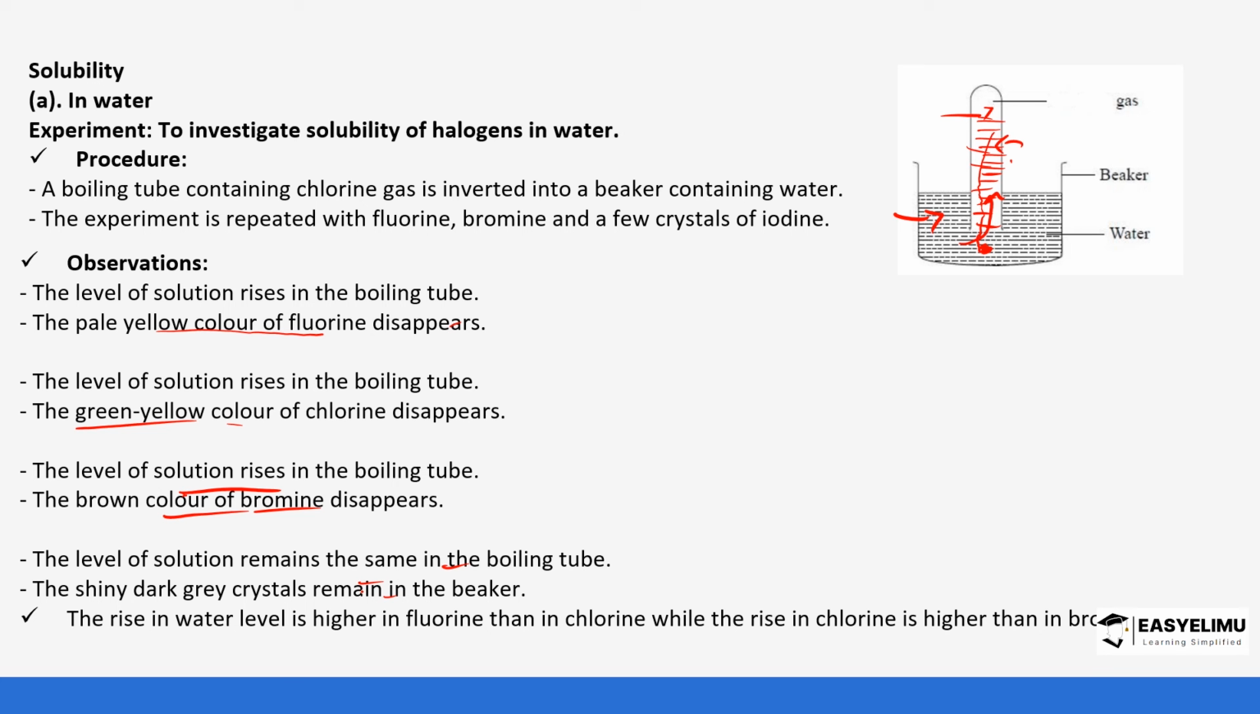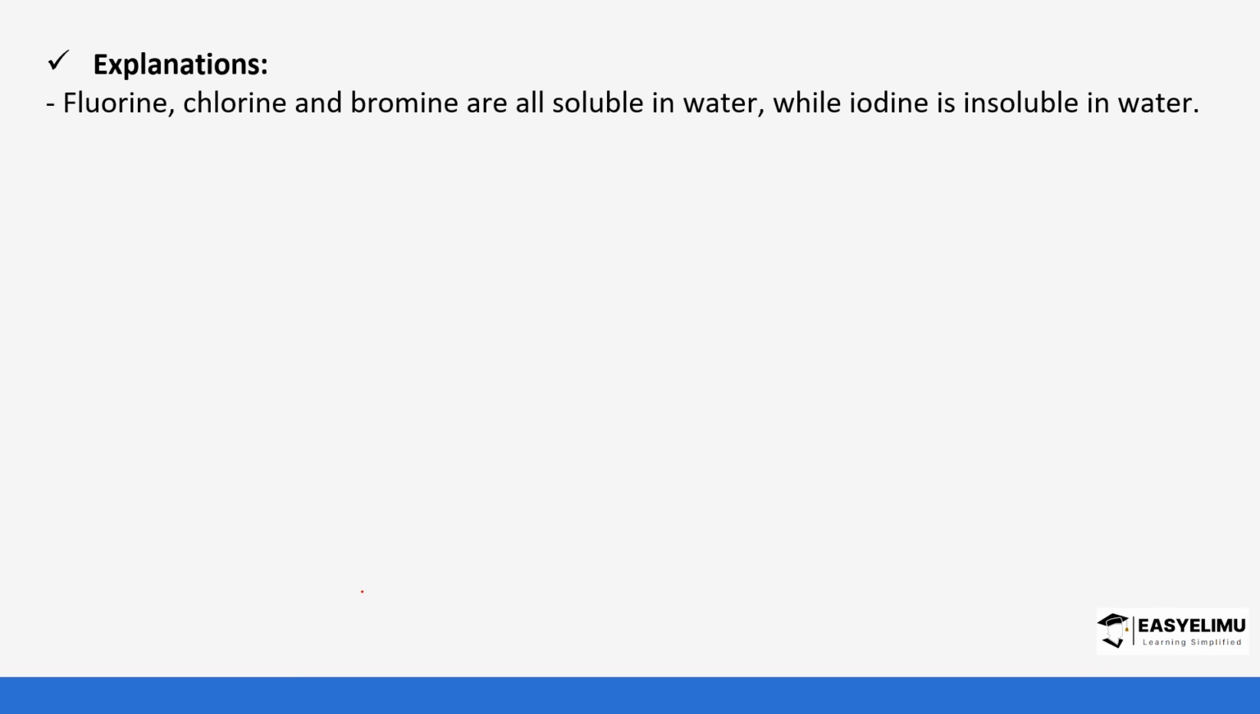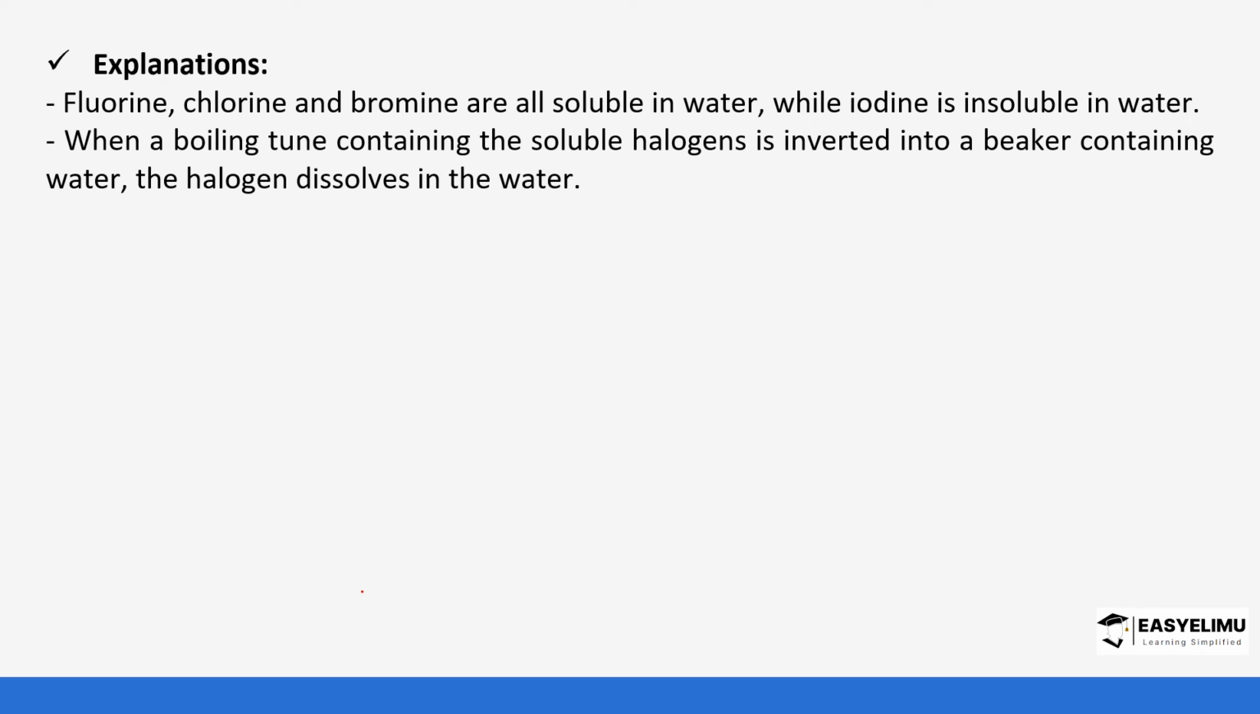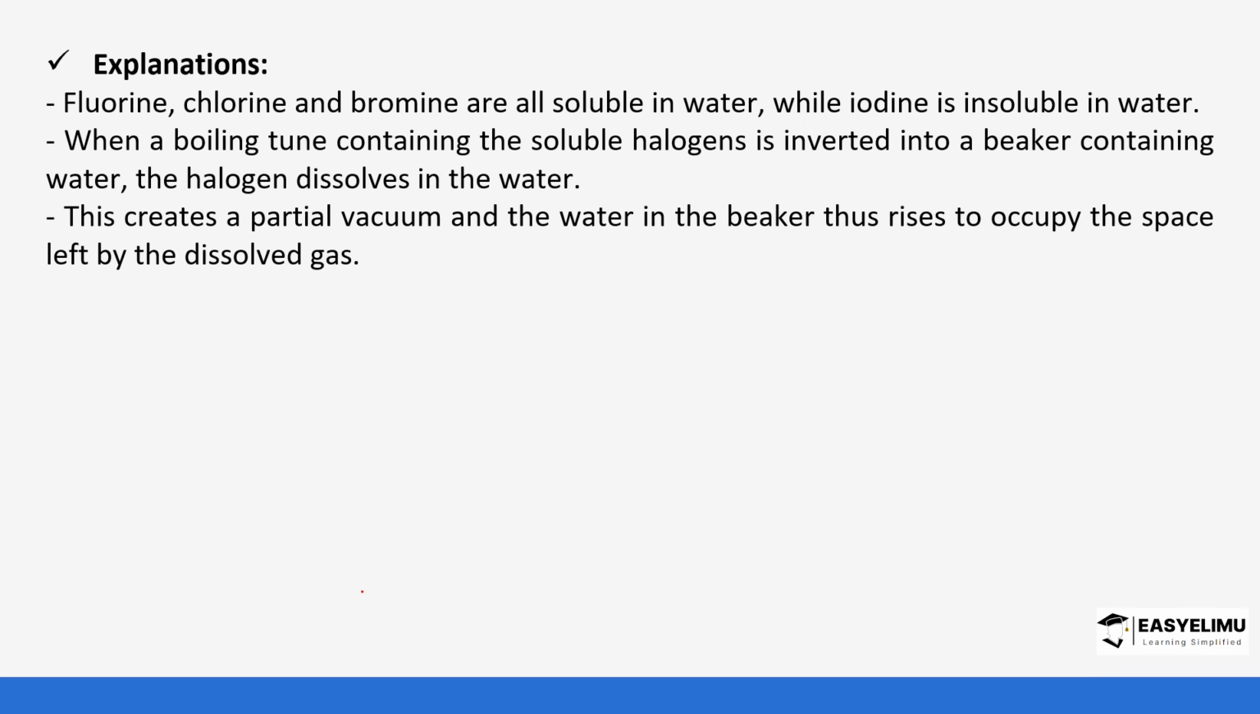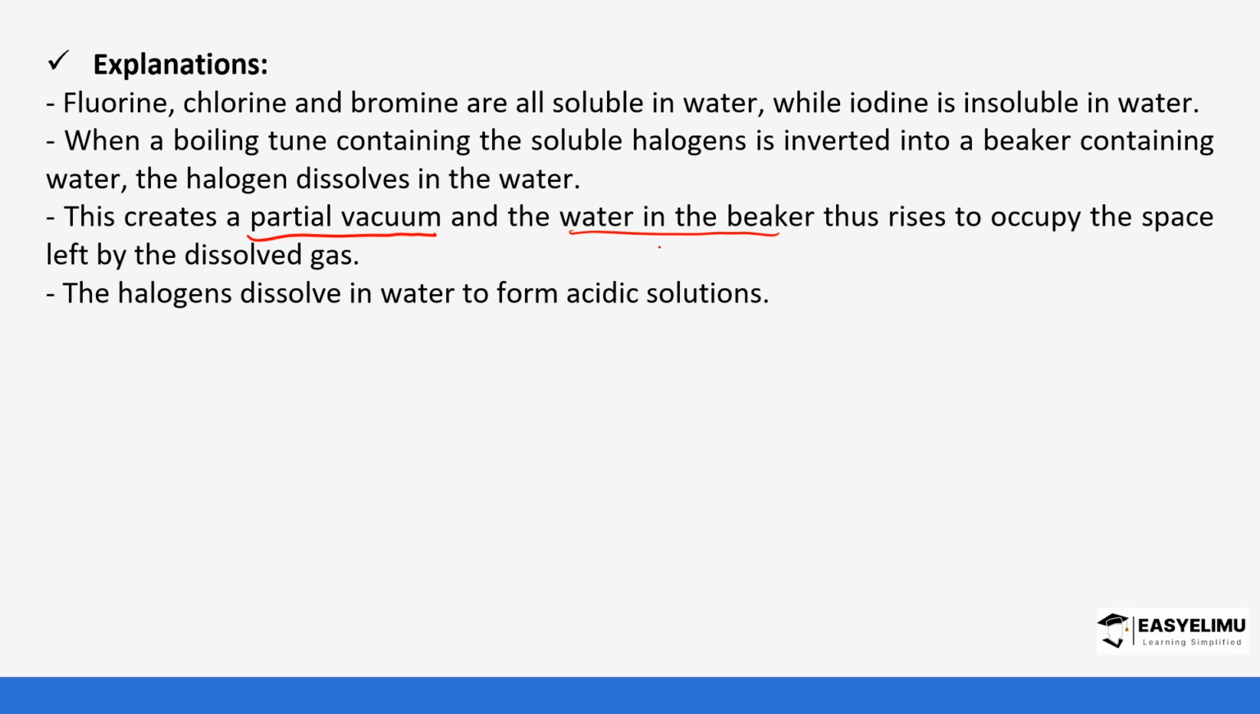So the rise of water is usually higher in fluorine than it is in chlorine. This tells you that fluorine is more reactive with water than chlorine. So the reactivity is coming in very clearly in the fact of which dissolves in water faster. So the moment it dissolves in water, as we said earlier, it creates a partial vacuum. This vacuum is because of where the gas was initially, that space it had occupied. So the water rises in the beaker to occupy that initial space.